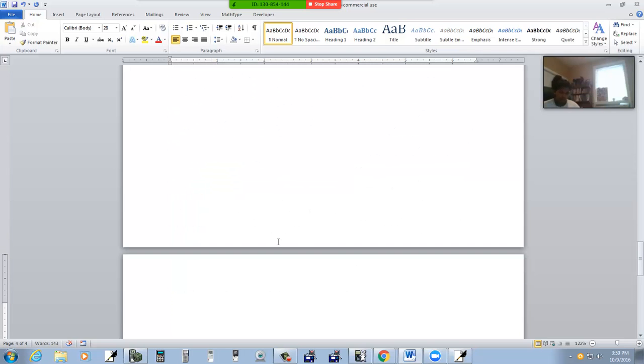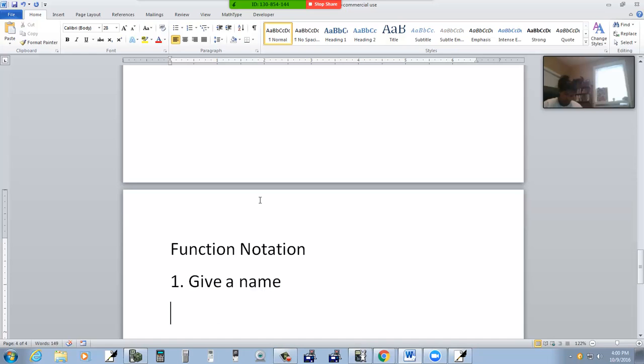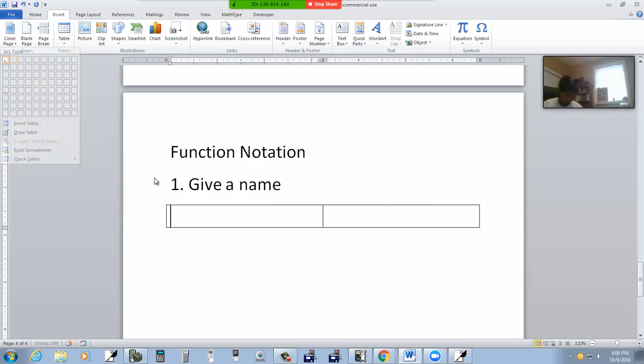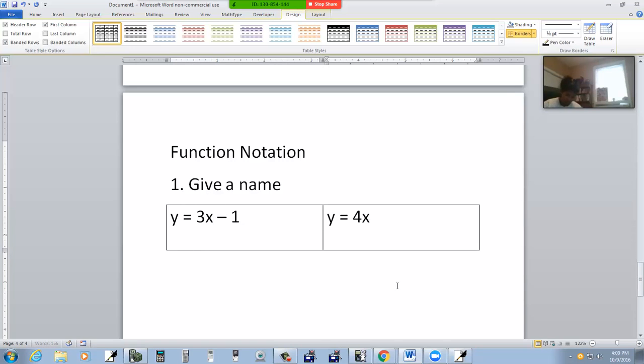Now we have something called function notation, and it has two purposes. One is to give a name. When we're looking at graphing or other items where we have y is equal to 3x minus 1 and y is equal to 4x plus 5, if I ask you to graph y, your question would be, well, which one? There's two of them. Instead of calling them y, we give them a name.